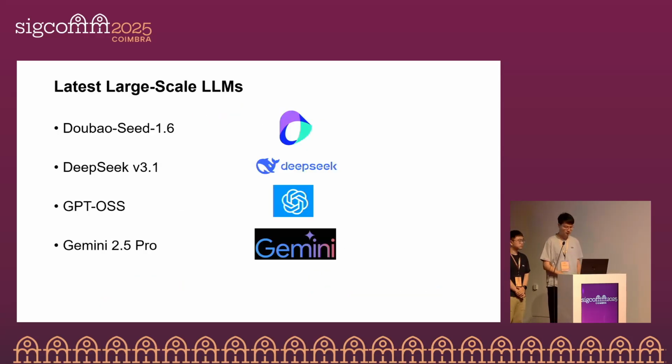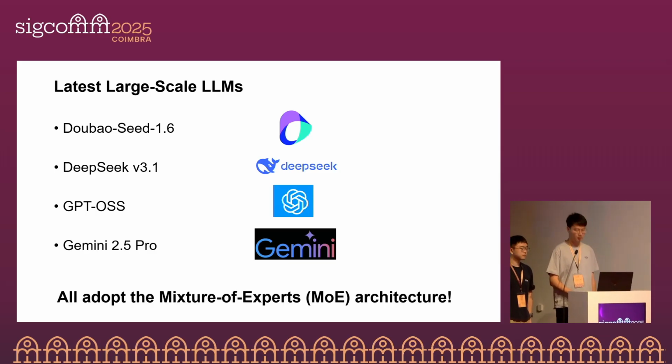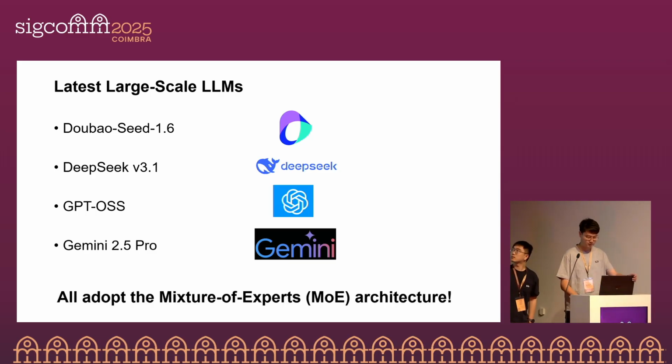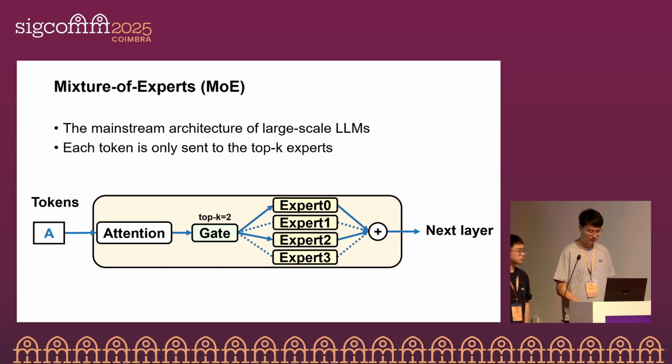Driven by scaling laws, state-of-the-art models keep growing larger. Here, we list some of the latest large-scale LLMs, each with hundreds of billions of parameters. Notably, all of them adopt the mixture of experts architecture, MOE, which has become the most effective and mainstream approach to scale the model size. The main reason MOE has become so popular is that it scales model size with little extra computation.